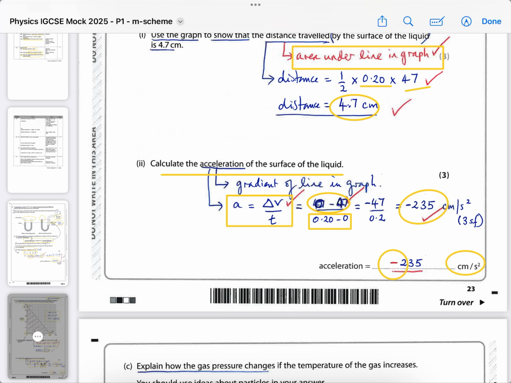So 3 more marks. There are 2 things you've got to be aware of from velocity time graphs that they can ask you. The distance being the area underneath, and the acceleration being the gradient. Just because they didn't penalize you for getting the negative here, in another question they could have a mark for students who realize that it should be a minus sign there.